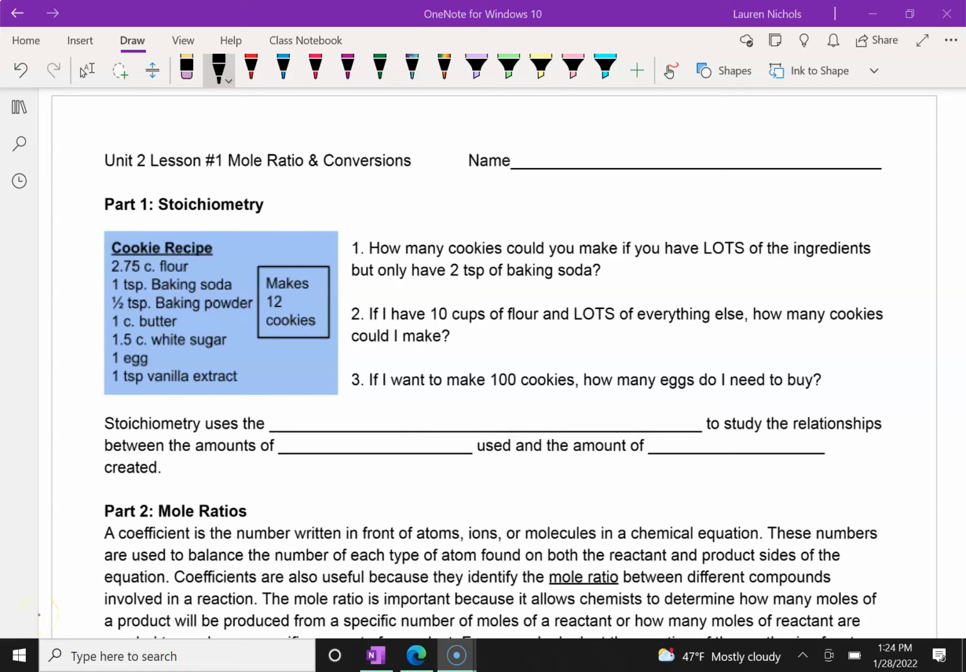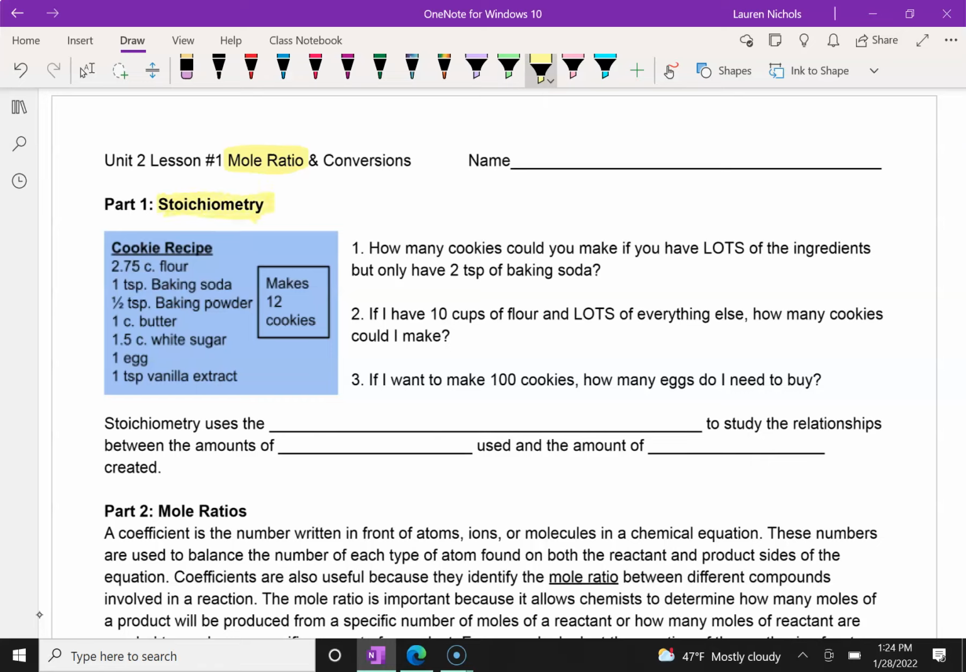All right, everyone. So in this video, we're going to go through the first part of lesson 1 of unit 2. So we're starting our new lesson, and we're going to be learning all about mole ratios. That's our new vocabulary word. And so is stoichiometry. So let's dive into it.